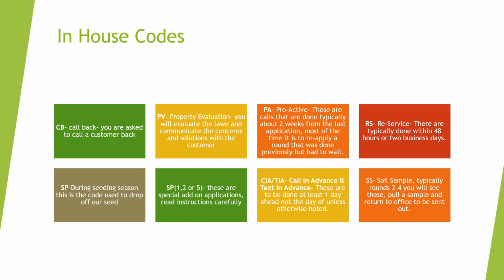SP. During seeding season, we use the SP code to identify our Fairway Green specialty seed mix. SP1, 2, or 5 are special add-on applications, so make sure you read the instructions carefully. CIA or TIA. These are call in advance and text in advance, and we'll talk a little more about those on the next screen.